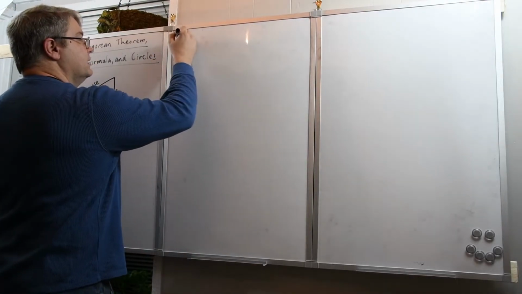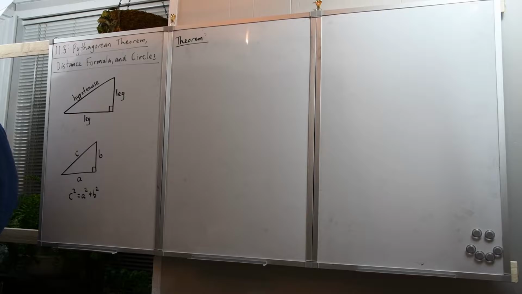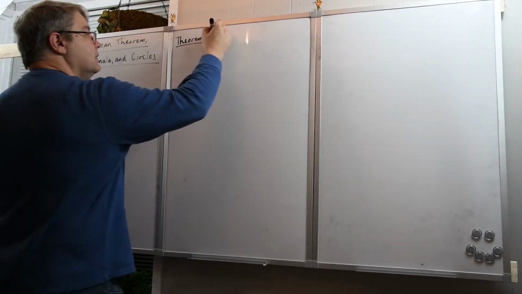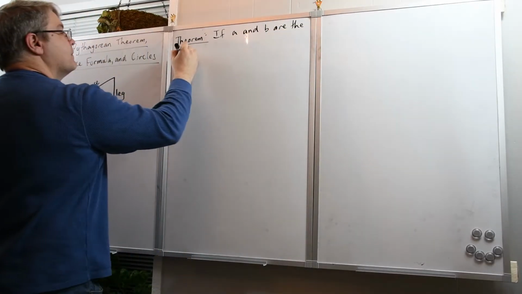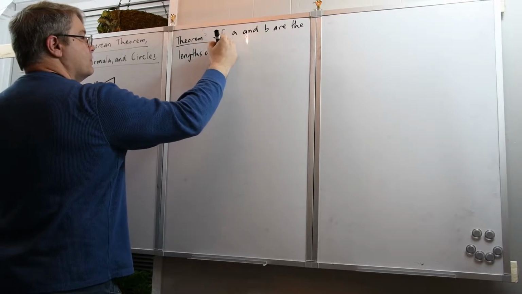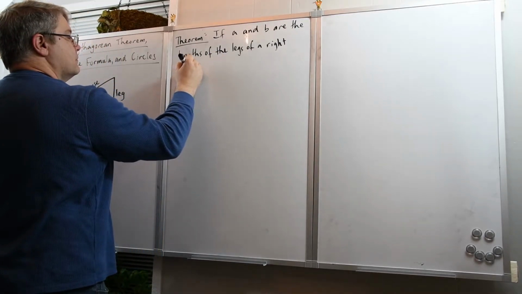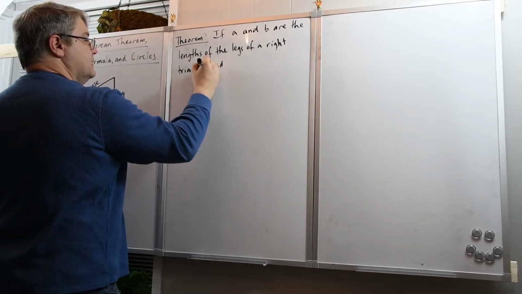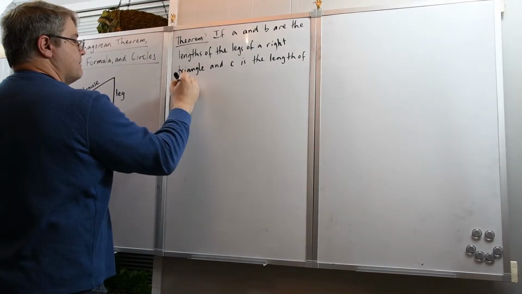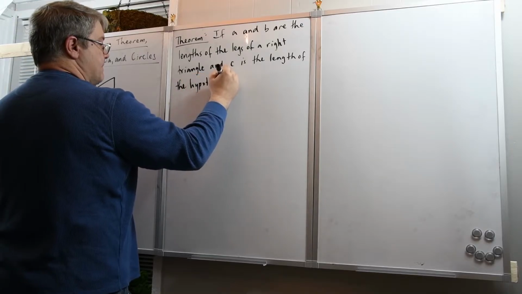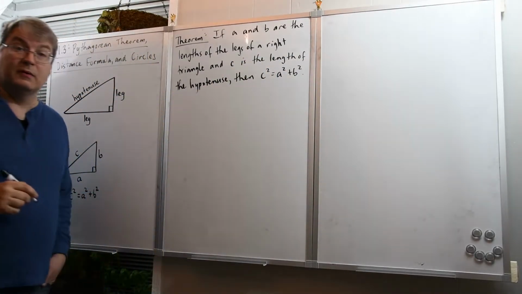So let's go ahead and more formally put it up here. Once again, if A and B are the lengths of the legs of a right triangle, and C is the length of the hypotenuse, then C squared is equal to A squared plus B squared.